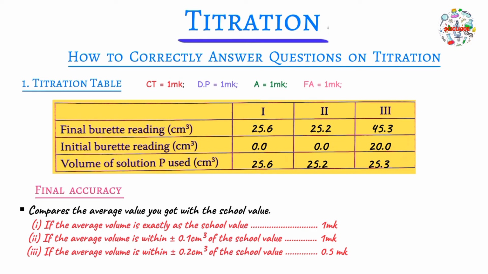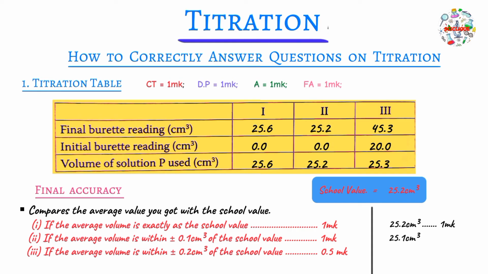Now, let me give an example to make all of this clear. Imagine that the school value is 25.2 cubic centimeters. So the following results will be marked as shown. If a student was to get 25.2, then that student will be awarded 1 mark. If the student was to get 25.1, then the student will also be awarded 1 mark because the average value falls within a difference of 0.1 from the school value.